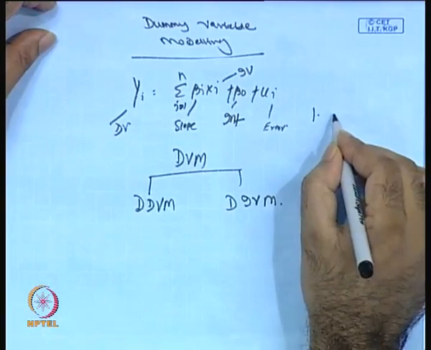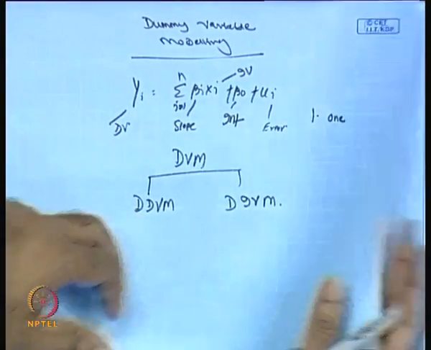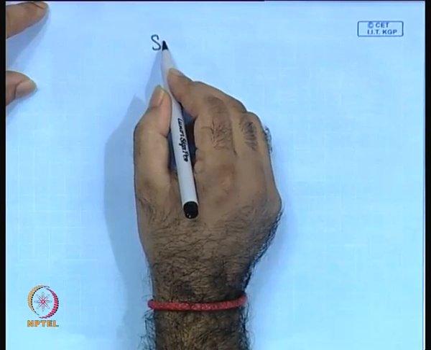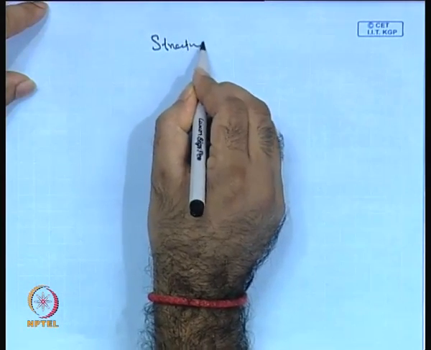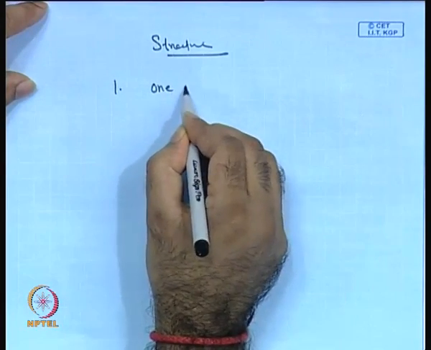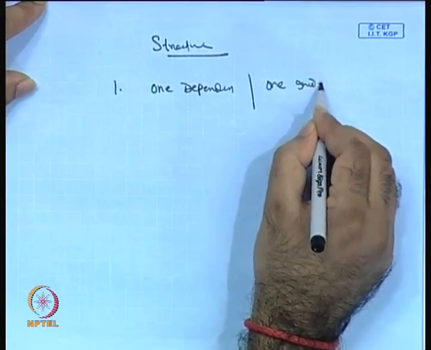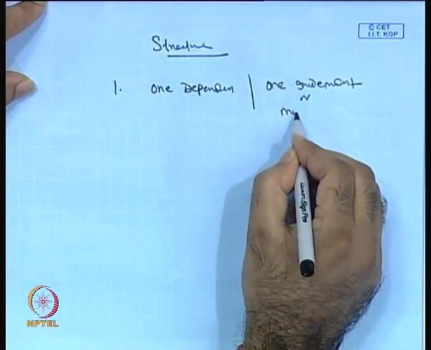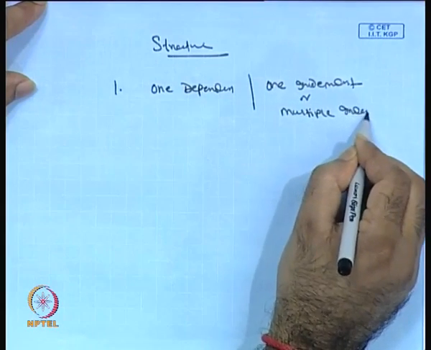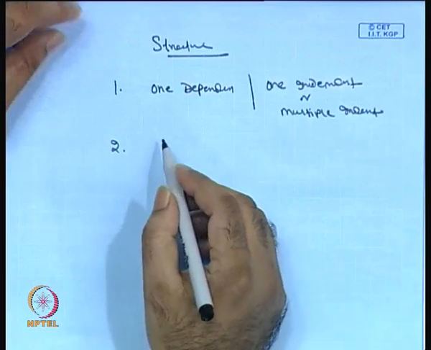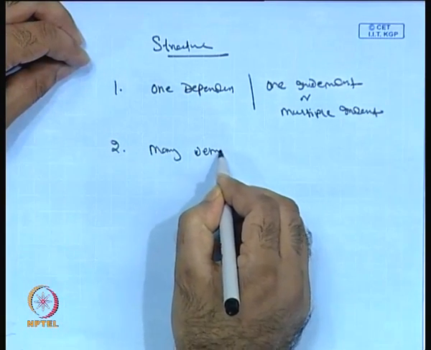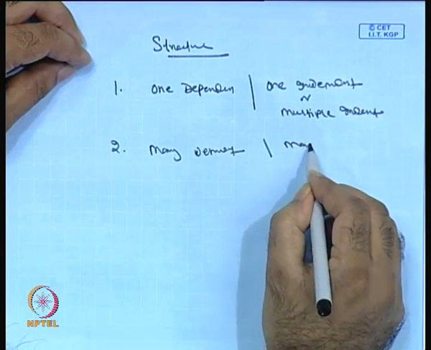So in the first structure, let me highlight here. Let me first highlight this structure, then we will go to this dummy technique. In the first case, one dependent and either one independent or multiple independent variables. This is one structure, and the second structure is many dependent and many independent.